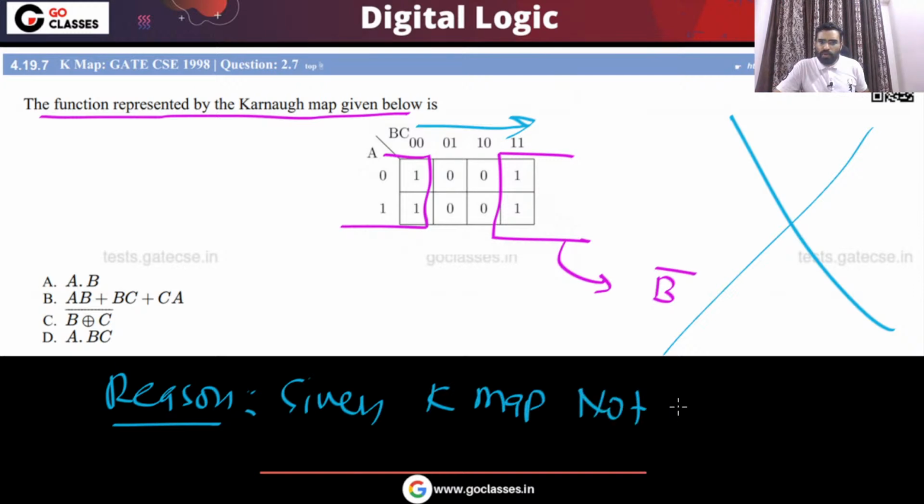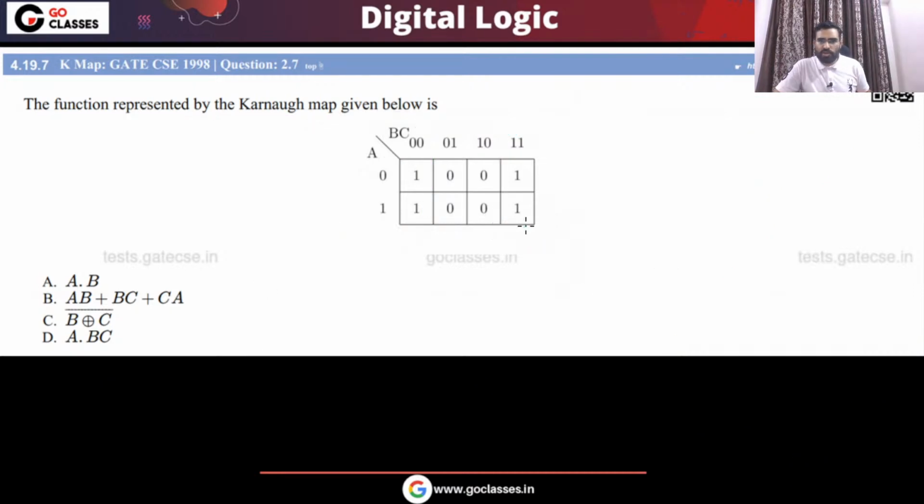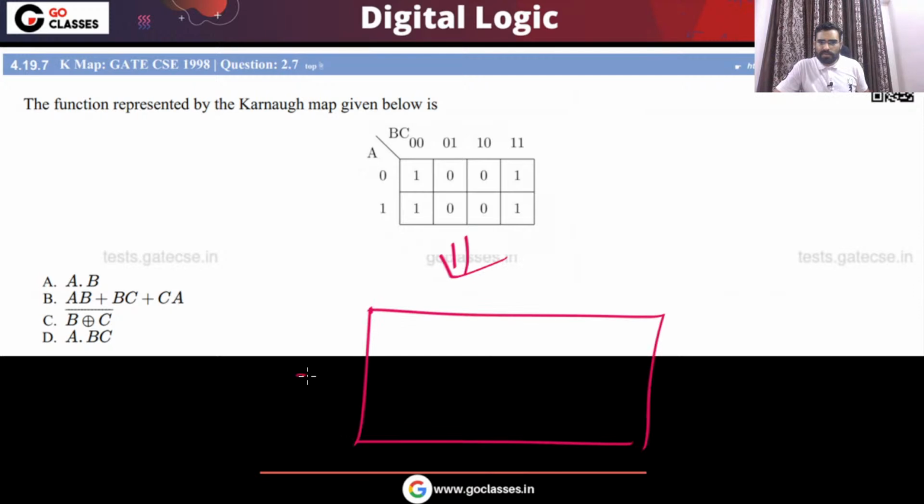Okay, given a K-map not in standard order. So first you convert this into standard order. This is what you are going to do: just convert this into standard order. So let's convert. Okay, so you will make a K-map. Just make this K-map and you find this in the standard order.